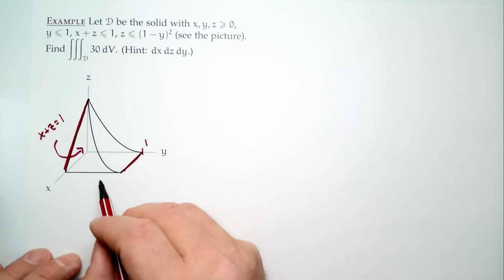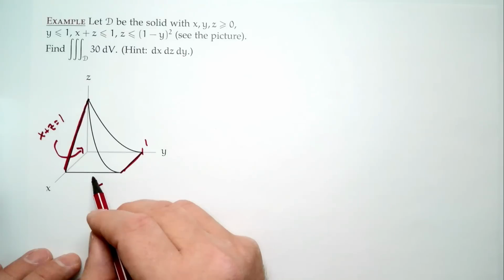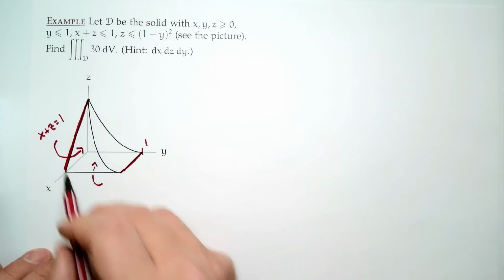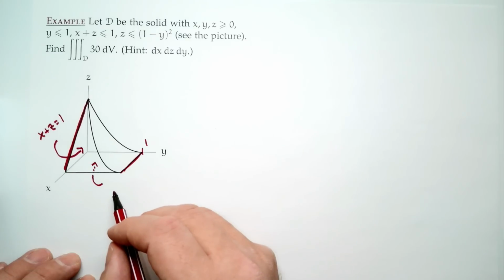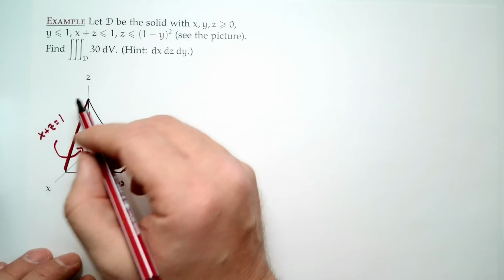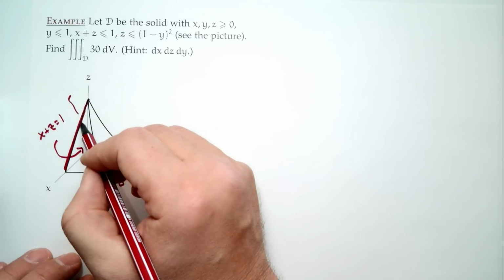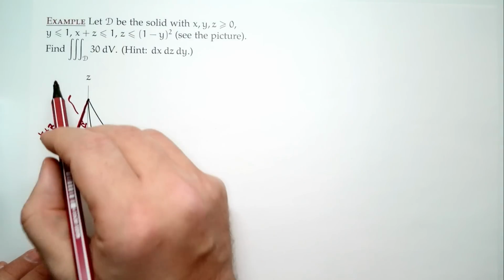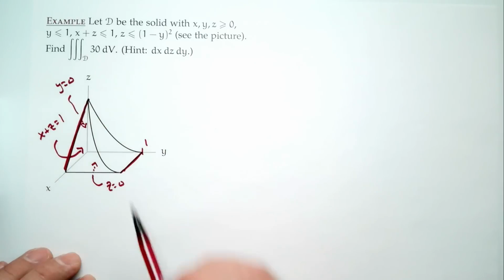All right. There's a couple of other things that we can point out. This bottom part, that's the xy plane we're sitting on. What does that correspond to? Yeah, z equals 0. There's this other side over here, which is part of the xz plane, which is y equals 0.